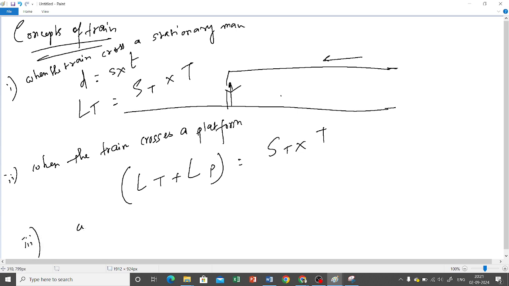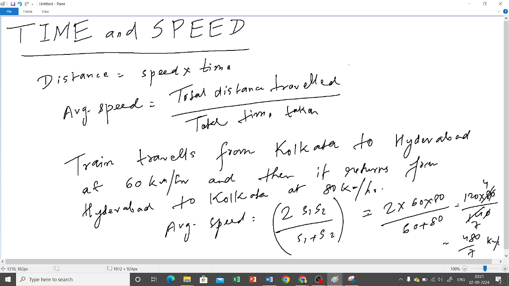Now when the train, okay, so now do you know about relative speed? How many of you know about relative speed?